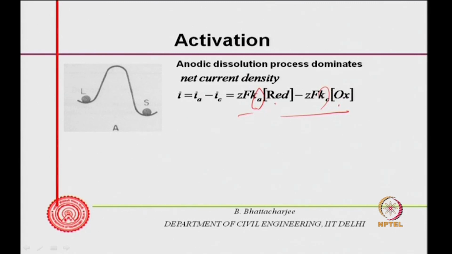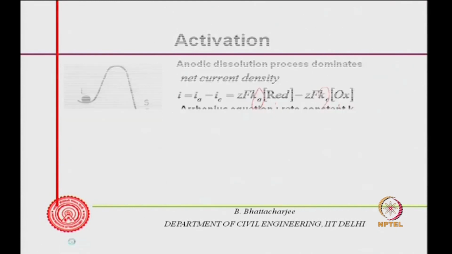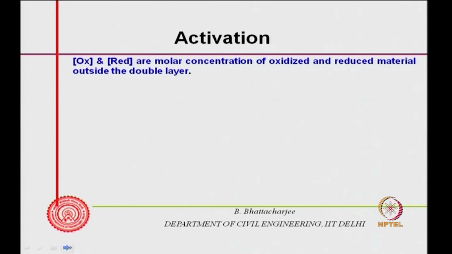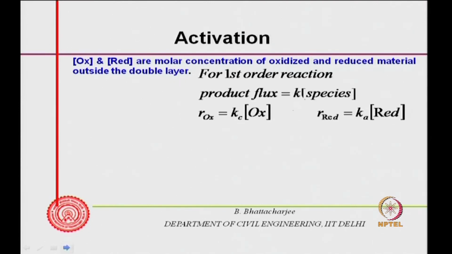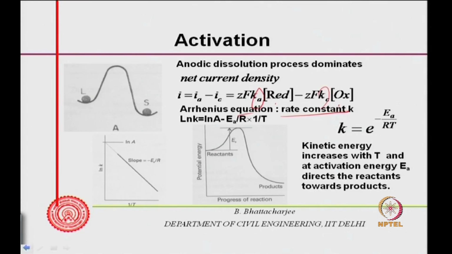Net current will be given by ZF, some constant, multiplied by the concentration of oxidant and the concentration of reductant. This is essentially a first order reaction, and I will come back to this. In a first order reaction, the product flux is proportional to K into the species flux. Therefore, the reaction rate is proportional to the concentration of the reactant. That is why some K is coming in.